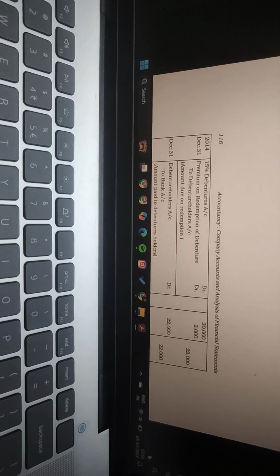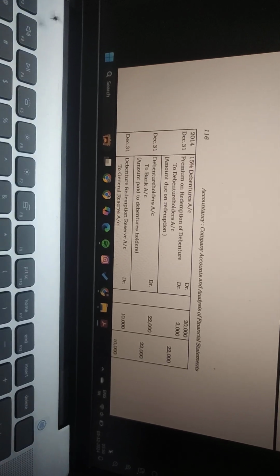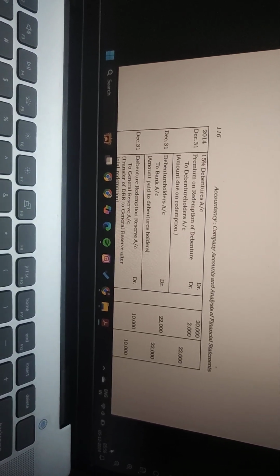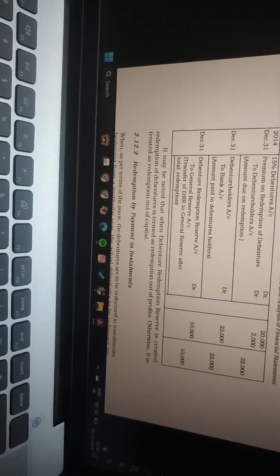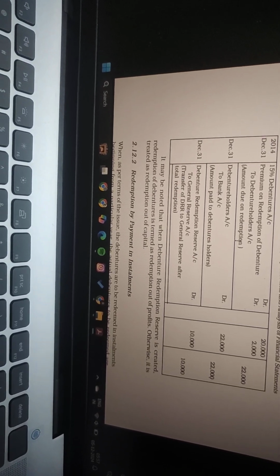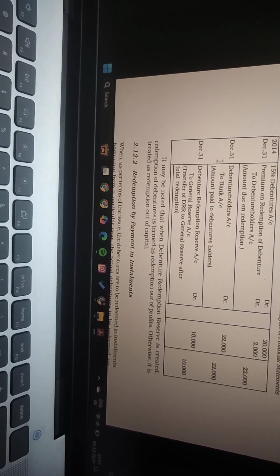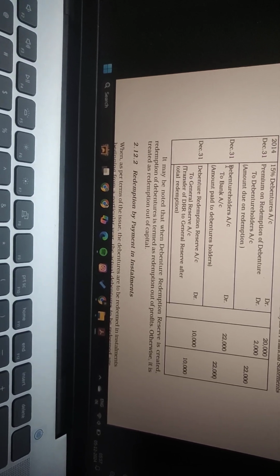Then the amount due on redemption of debentures. On the same date, the entry will be 15% debentures account debit, premium on redemption of debentures account debit, to debenture holders account. Here the full amount of debentures is 20,000. Premium, as we have already calculated, is 2,000. So 20,000 plus 2,000 will be 22,000, the amount due on debenture redemption. Then this amount is paid to the debenture holders. So debenture holders account debit to bank account, 22,000.